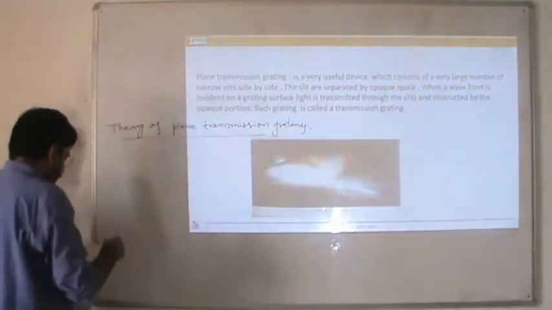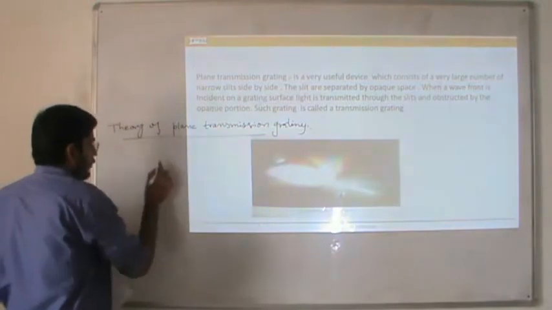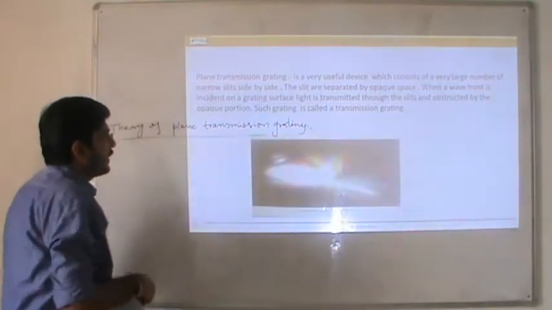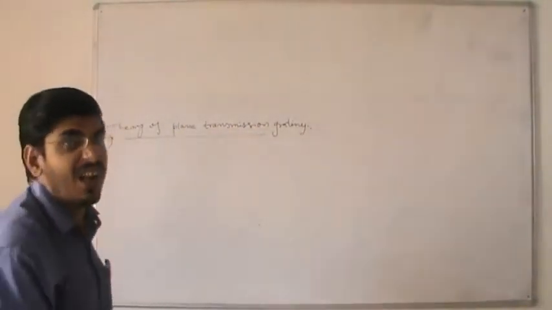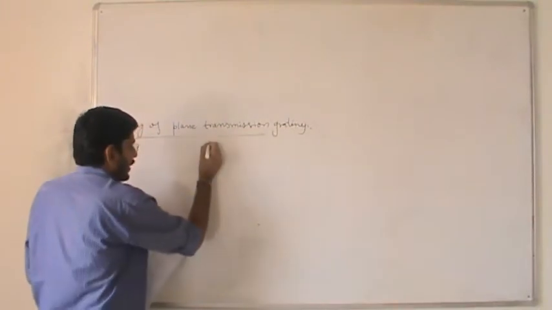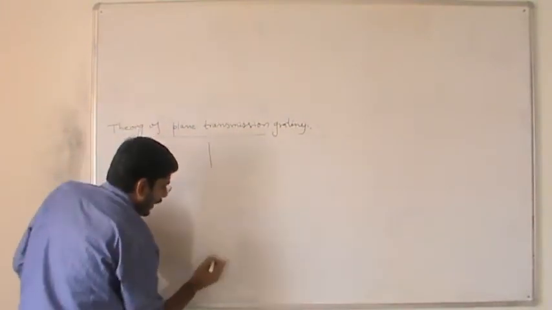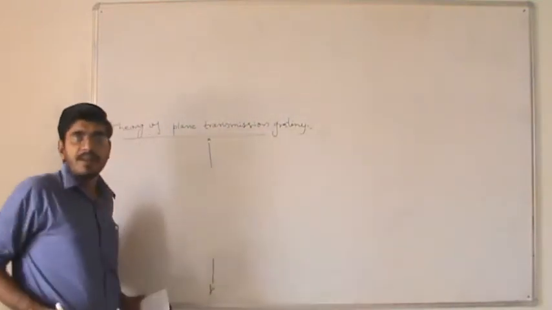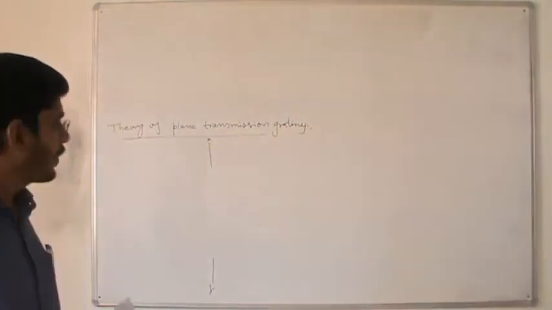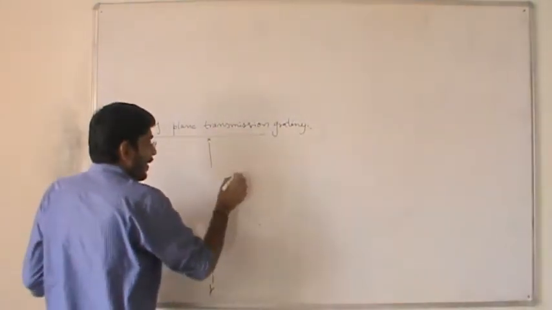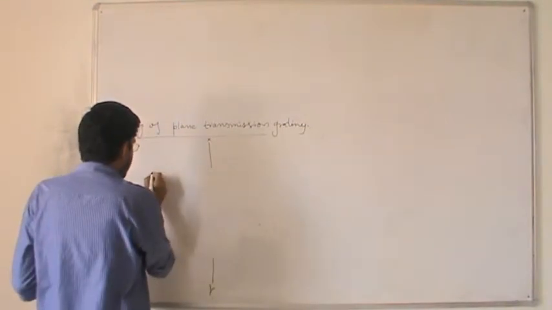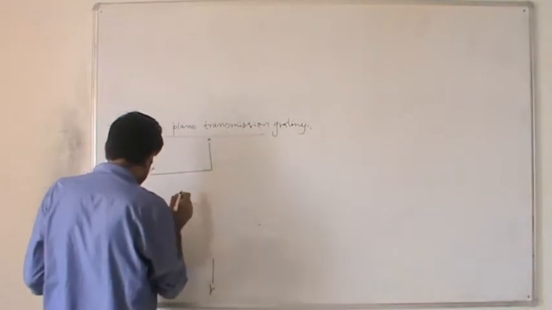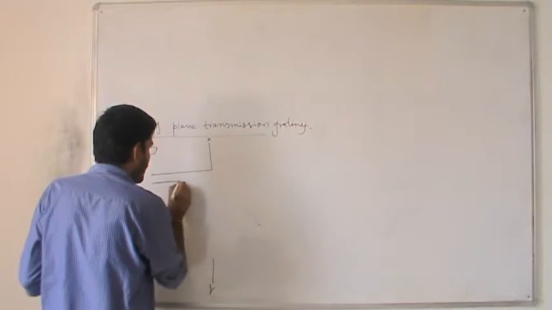So when we have a plane transmission grating, I define the plane transmission grating as follows. The grating is defined by XY. This is the grating plane XY. Now the light falls on the grating.